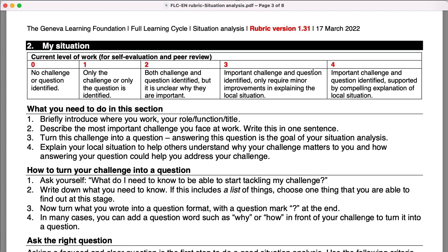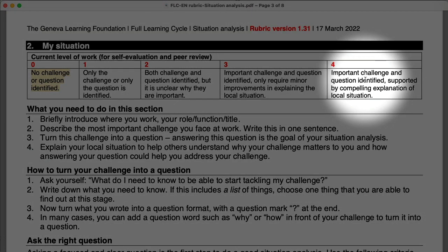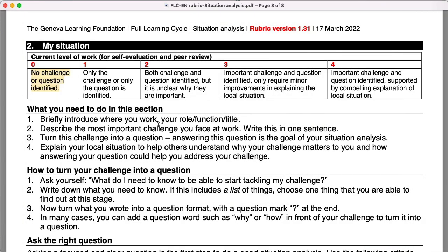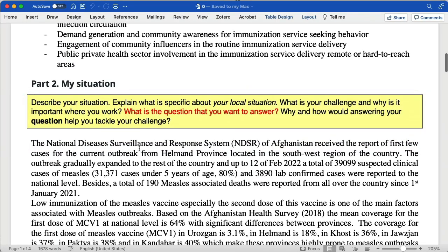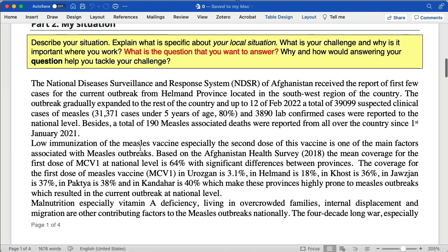So first of all, from the ratings, I can see that if there's no challenge or question identified, that's a 0. And at the other end of the scale is if there's a 4, it's an important challenge. There's an important challenge or question identified, supported by compelling explanation of the local situation. Now, review this and then you go back to the work and say, has the person done this? Is there a compelling case?